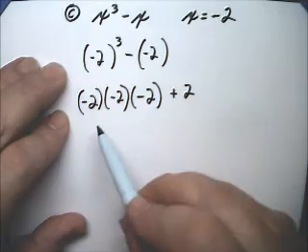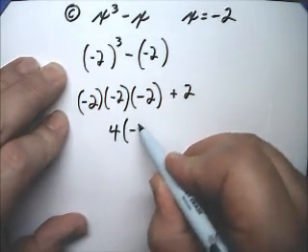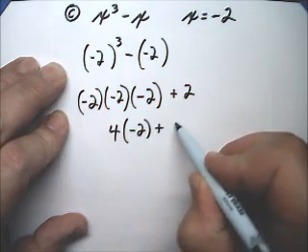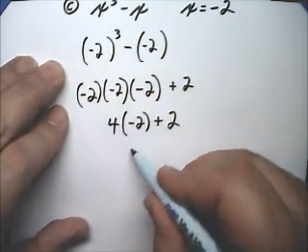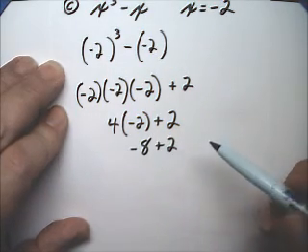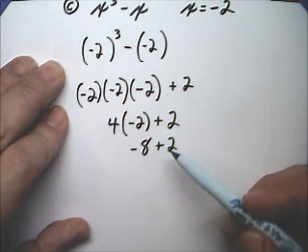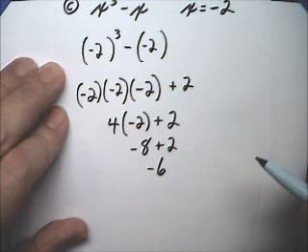So let's start working this out. This is positive 4 times -2 plus 2. And now 4 times -2 is -8. And lastly, a -8 and a positive 2, that adds to a -6.